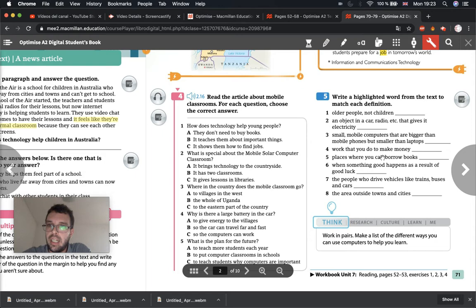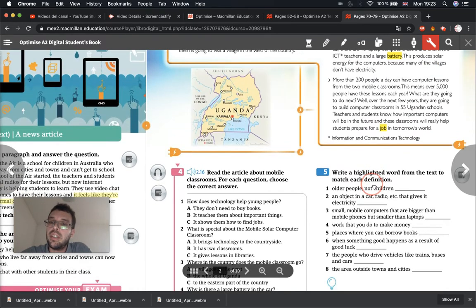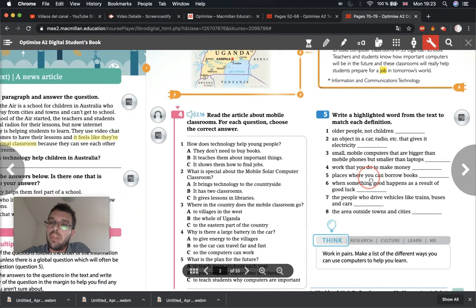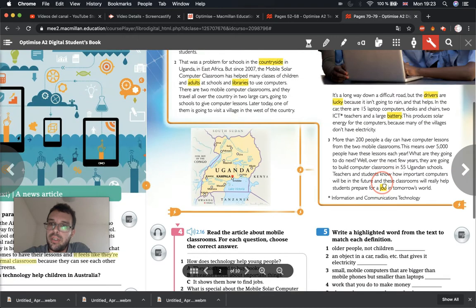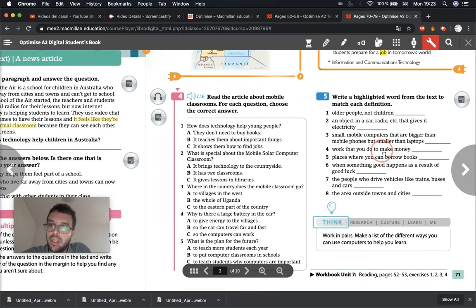But first you try on your own. So pause the video and try to think what these words mean based on how they're used in the text, okay? And then put them to the correct definition. All right, you can pause the video for a bit.